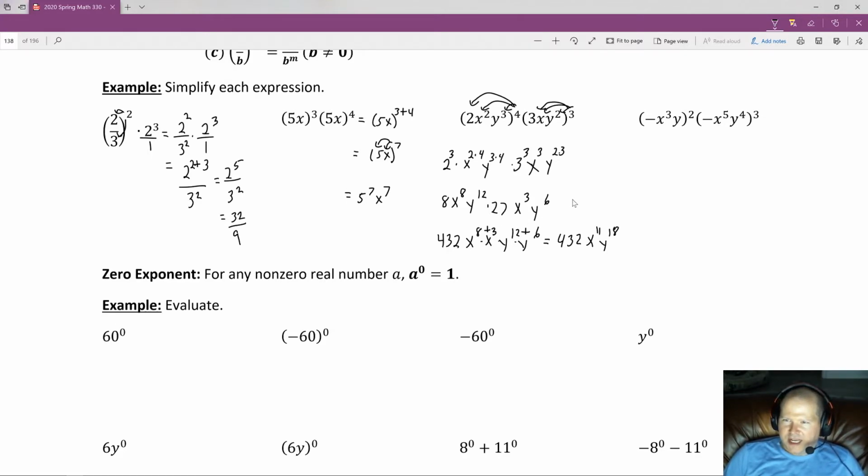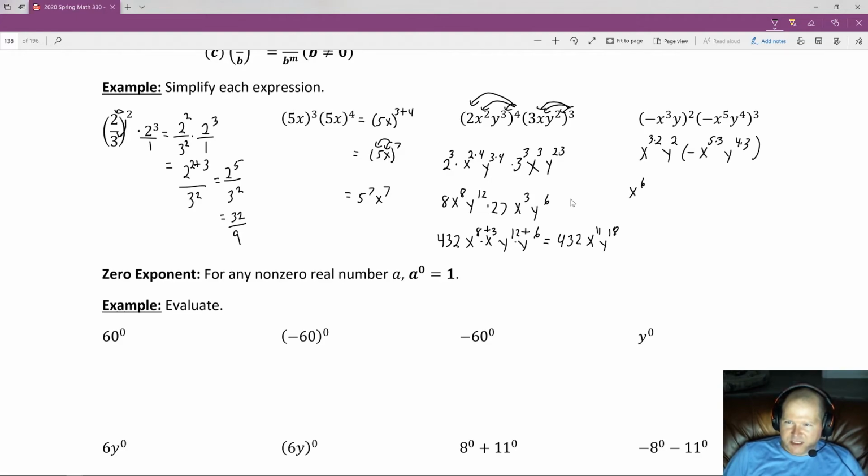Okay, so the next one we have negative x to the 3rd y squared, and then we have negative x to the 5th y to the 4th, cubed. Now the bases are not the same, so we have to simplify these separately. Because I'm squaring this negative x to the 3rd y to the 2nd, I'm going to make it a positive, right? So then I'm going to say positive 3 times 2, because you're bringing a 3rd power to a 2nd power, so you multiply, and it's going to be y to the 2nd. Next, I have a negative to a 3rd power, so I keep the negative, and then I'm going to say x to the 5th power to the 3rd power, which means 5 times 3. And I'm going to have y to the 4th power times 3.